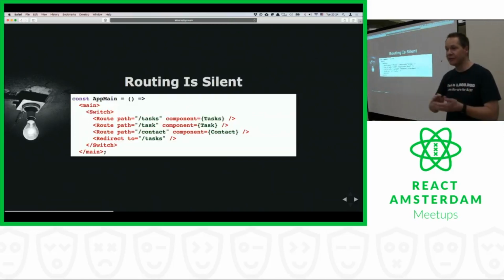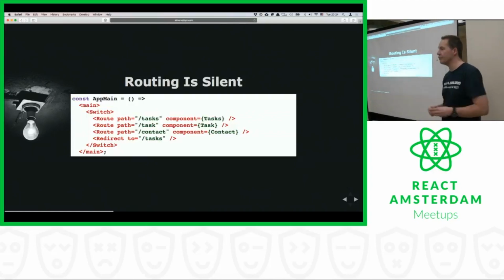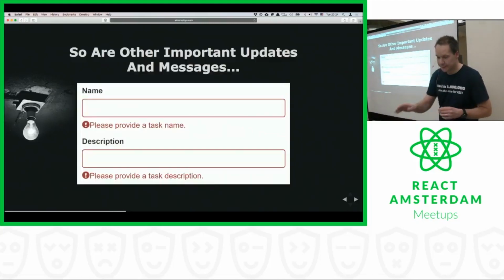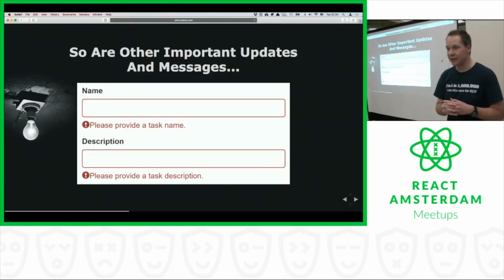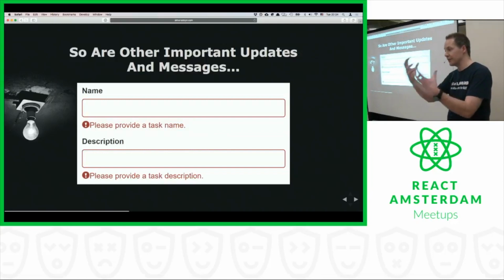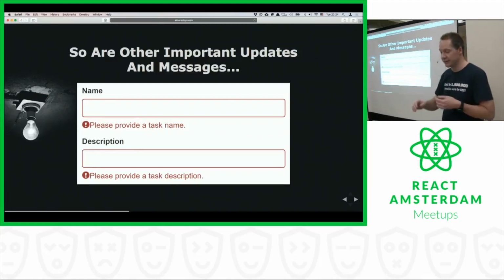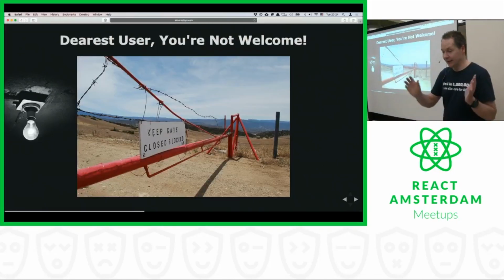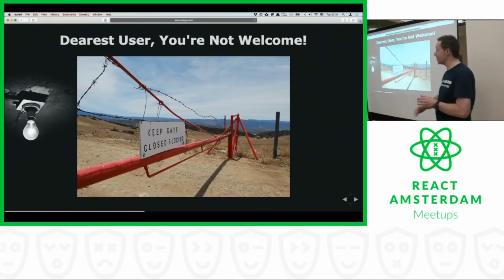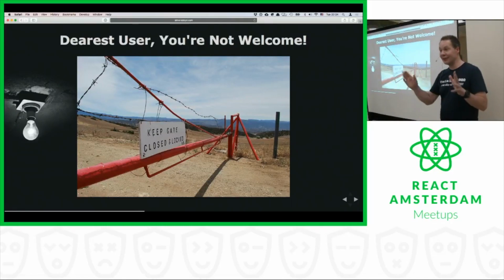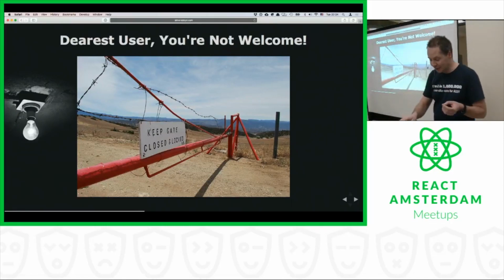And why is that? Routing out of the box is silent. If I use React Router and I go and render components, screen readers don't know that the new component is rendered. Other important updates and messages are completely silent. Error messages on forms, the fact that data was being loaded, the fact that data was finally loaded, this is all very important visual cues. The screen reader said nothing about it. So at the end of the day, what I'm telling my screen reader users in that application is, dear user, you are not welcome. It's definitely not what I want to present in my applications. So tonight we're going to look for some solutions to these problems.